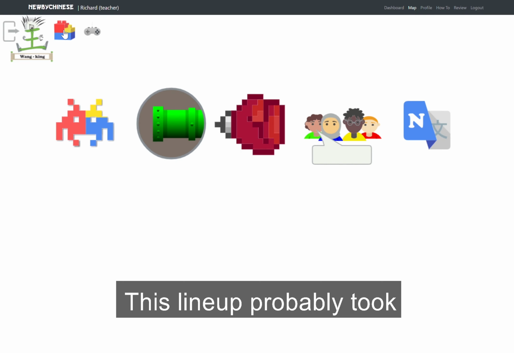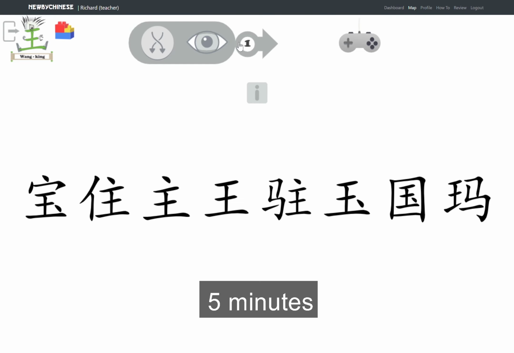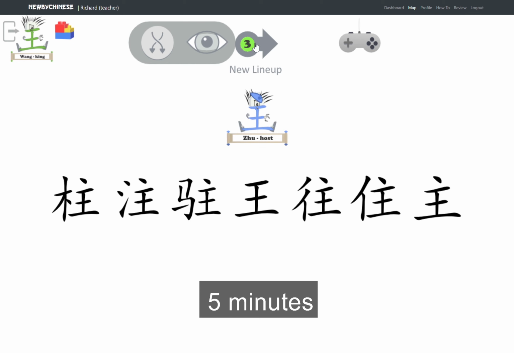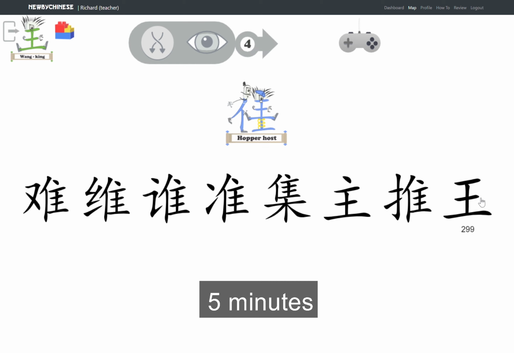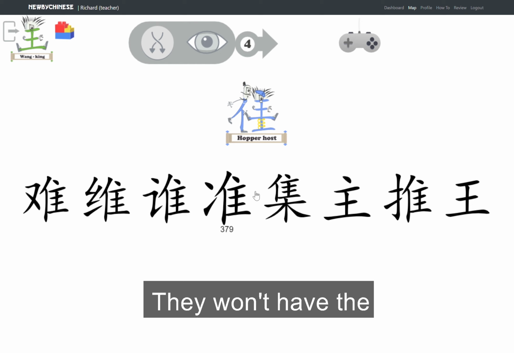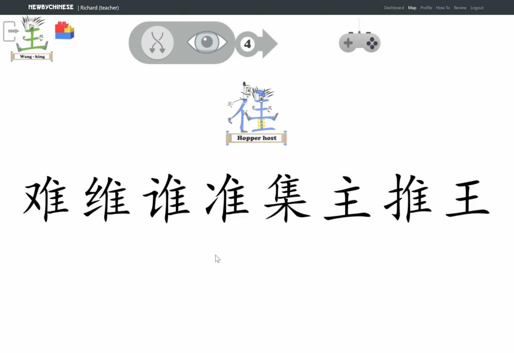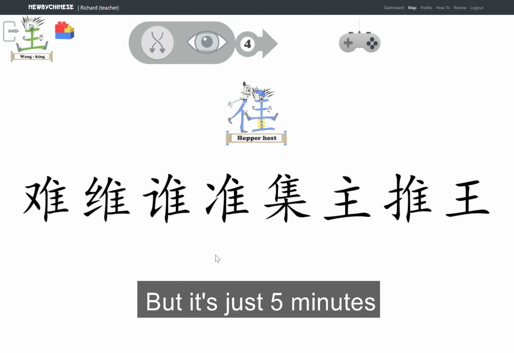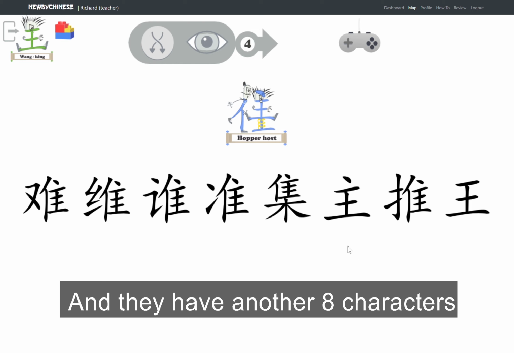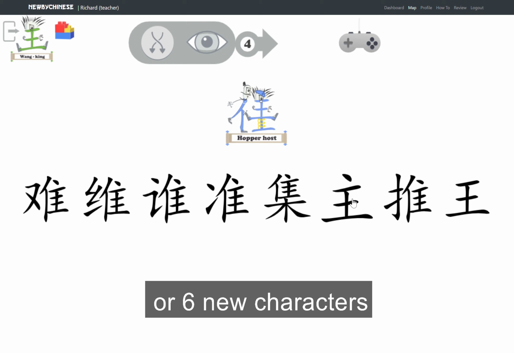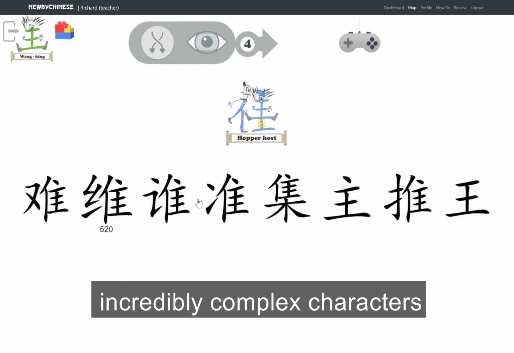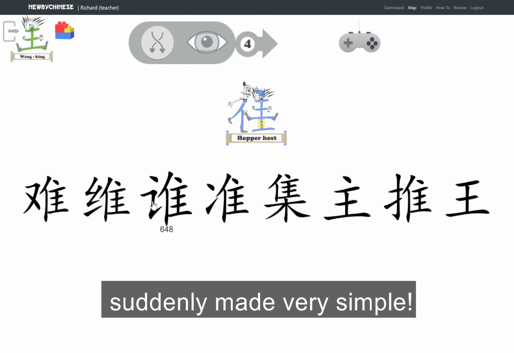Now again, this lineup probably took all of 5 minutes. And your students will power through these. Now they won't have the Chinese pronunciation once again, but again it's another 5-minute stint, and they have another 8 characters, or let's reduce king and owner out of it, they have another 6 incredibly complex characters from the outset, now made very simple for them.